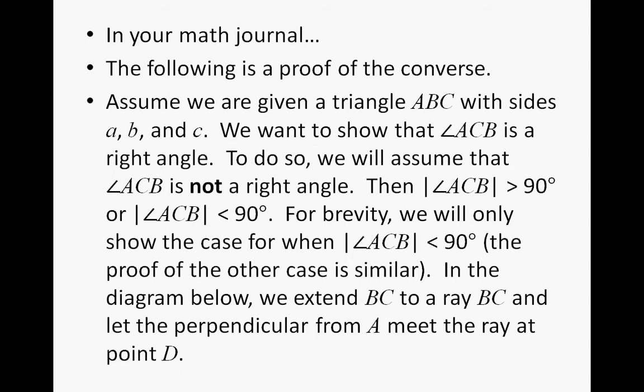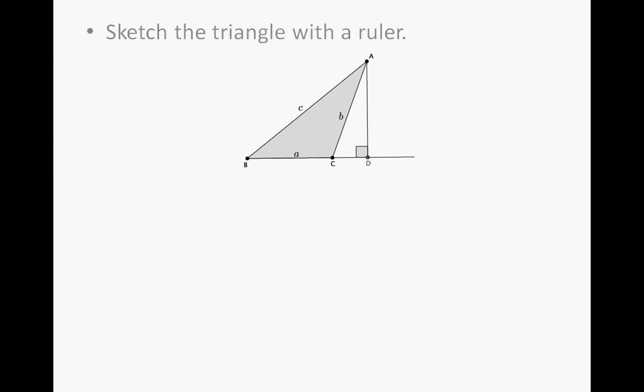To make this shorter, we're only going to do the second case, where ACB is less than 90 degrees, because the proof for greater than 90 degrees is the same thing. So in the diagram on the next screen, we're going to extend BC to a ray BC and let the perpendicular from A meet the ray at point D. So this is what it's going to look like.